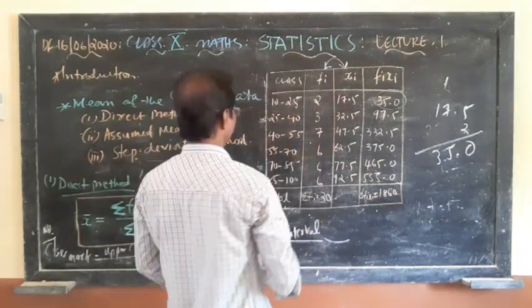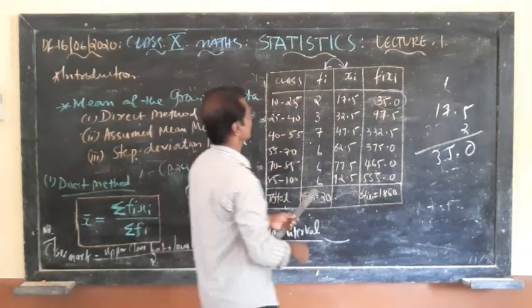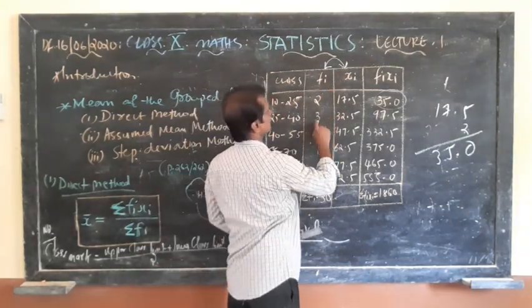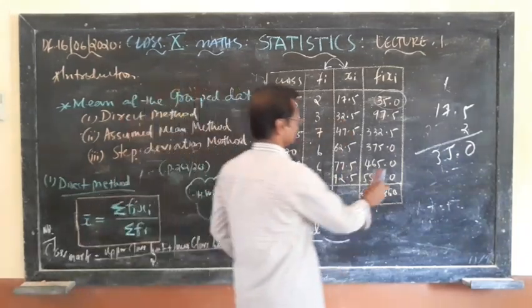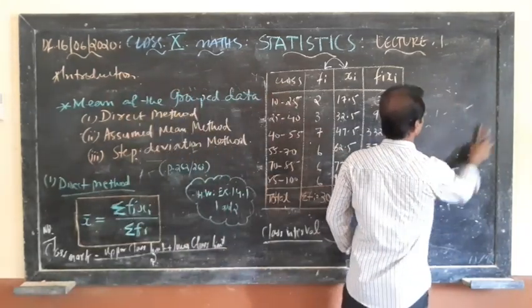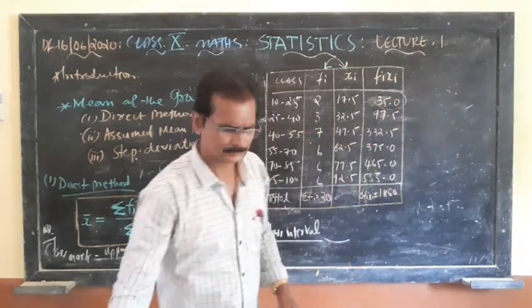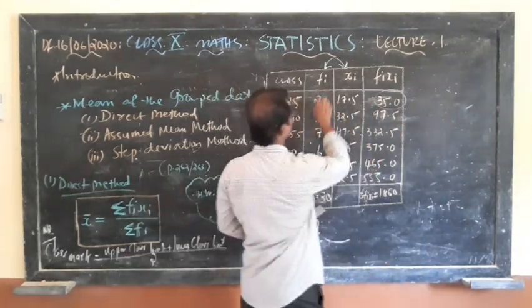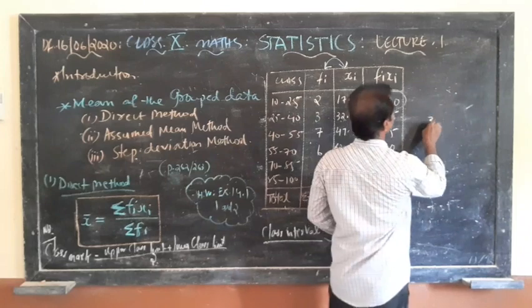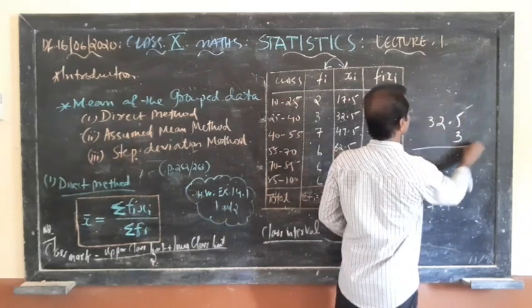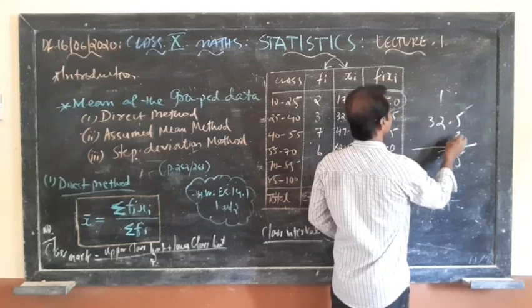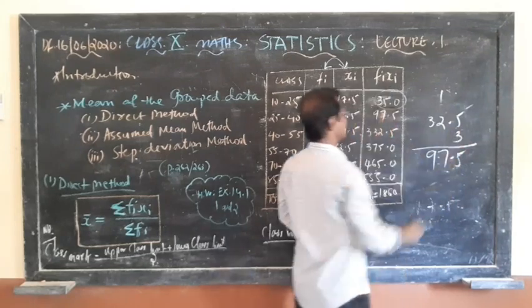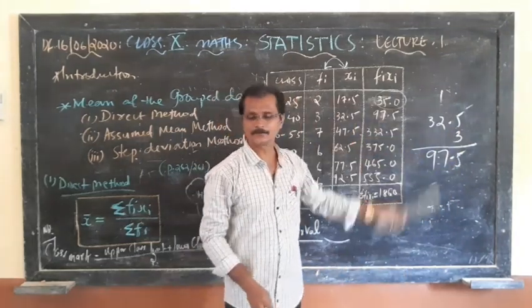Now the second one is 25 to 40. Here also, second class, Fi Xi: multiply 3 into 32.5. 32.5 into 3: 3 fives are 15, 1 carry. 3 twos are 6 plus 1, 7. 3 threes are 9. So 97.5. Correct?